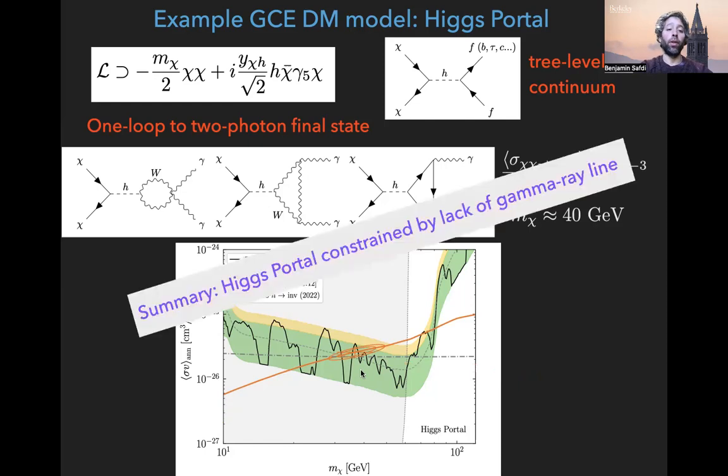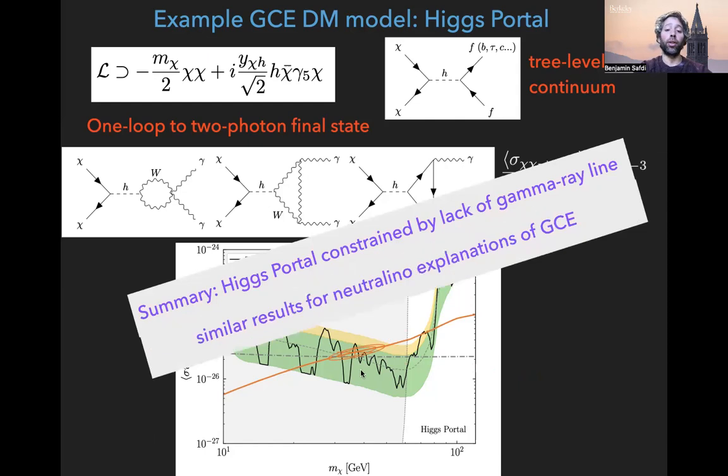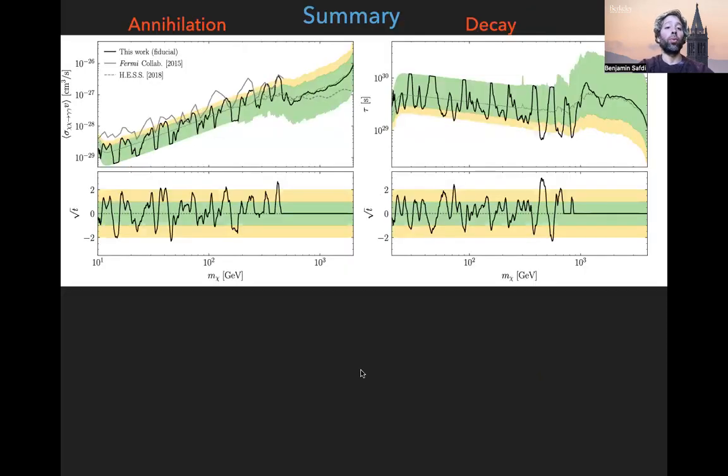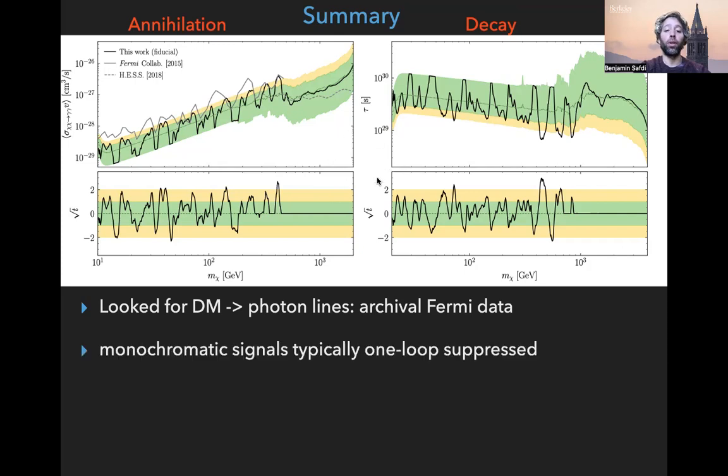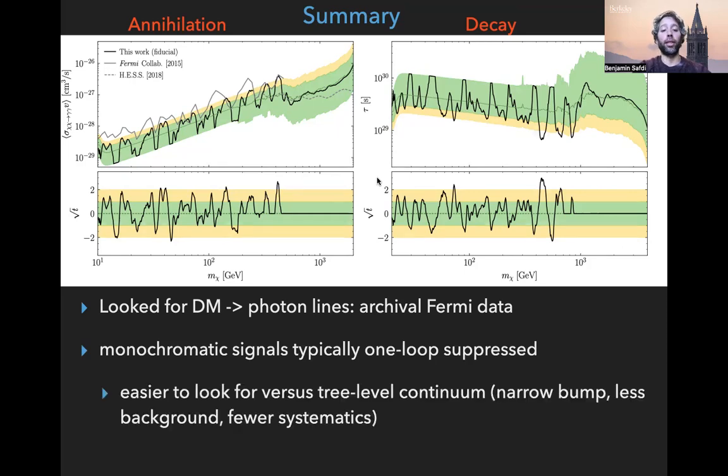So in summary, the Higgs portal model is constrained by the lack of gamma ray lines, and we show that similar results are also true for neutralino explanations of the galactic center excess. So in summary, we set strong constraints on dark matter annihilation, which is what I discussed, and also dark matter decay into gamma ray lines. We looked for evidence of these lines in archival Fermi data, and we didn't find any evidence for beyond the standard model physics. The monochromatic signals are typically one loop suppressed relative to the tree level processes.